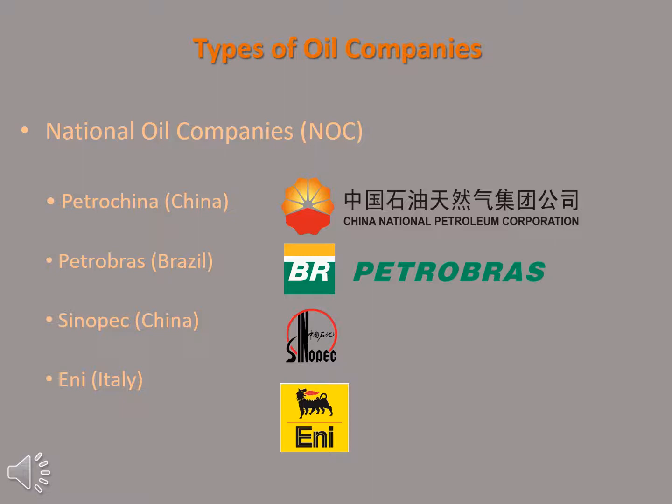The second type of oil company that we want to talk about are the national oil companies. These are state-owned companies, whether partially or fully. China is one of the bigger countries that owns two of the major NOCs. PetroChina and Sinopec are both Chinese oil companies, fully owned by the Chinese government. Then you have Petrobras, which is a kind of new player in the industry, owned by the Brazilian government. Then you have Eni, which is the Italian company that does major distribution in Europe.